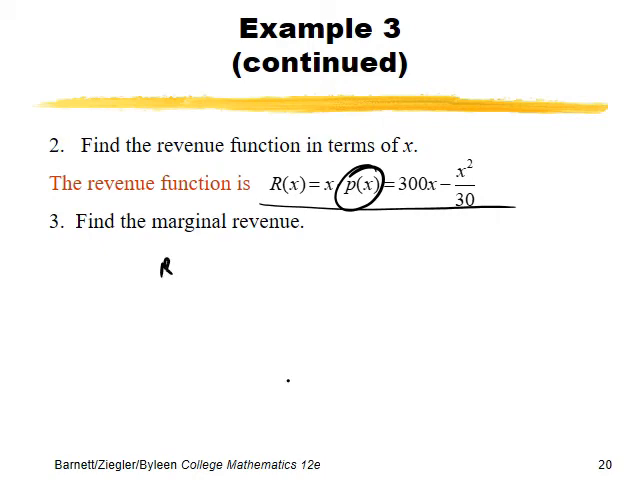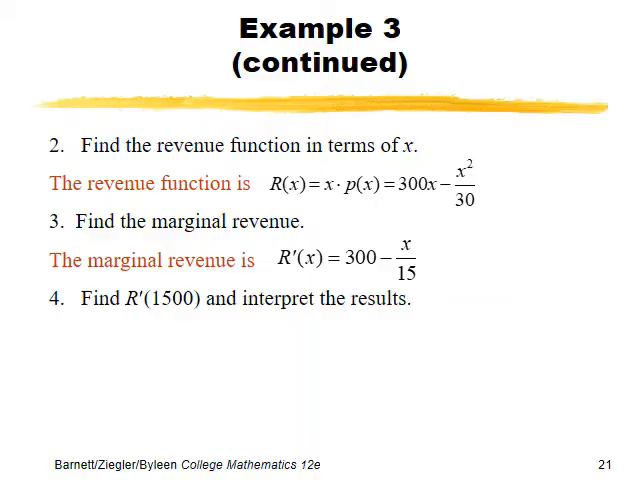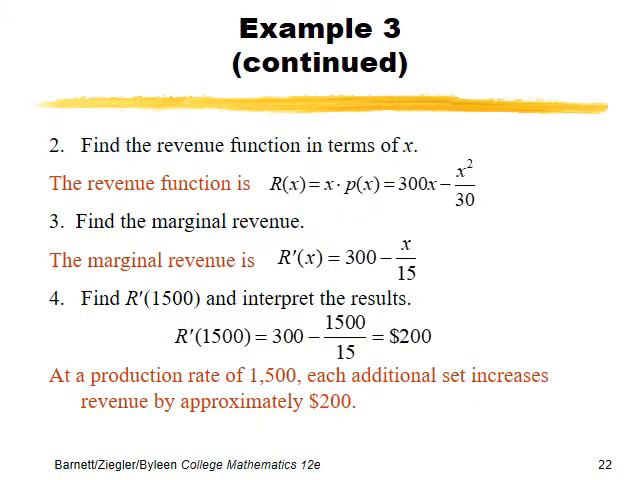To get the marginal revenue, we simply take its derivative. It will be 300 minus 2x over 30. So the marginal revenue function will become this. Find the marginal revenue at 1500, so simply substitute 1500 here and interpret the results. How will we interpret that? At the production rate of 1500, each additional set increases revenue by approximately 200. If you produce the 1501st item, your revenue will increase by 200.